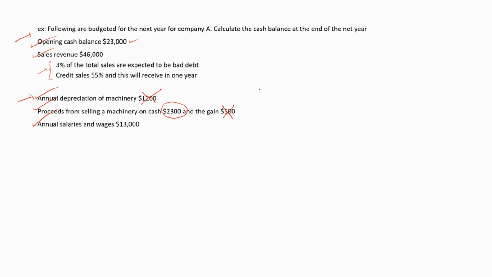What is a gain? Let's say there is a machine A. The book value or the cost of this machine is $1,000, let's say. And the company has managed to sell this machinery for $1,200. This is the proceeds. We consider this value under the cash budget. And now you can see there is a difference between these two values. This is known as the gain.